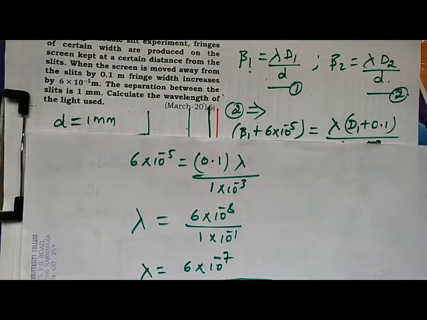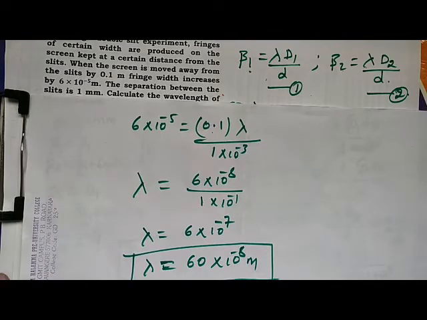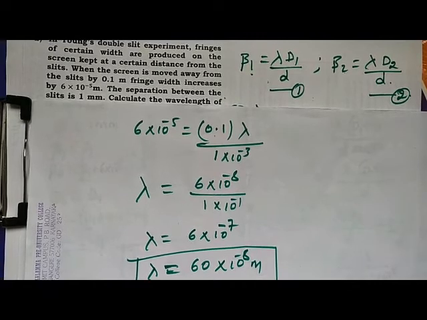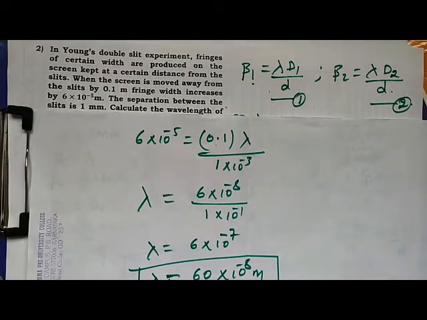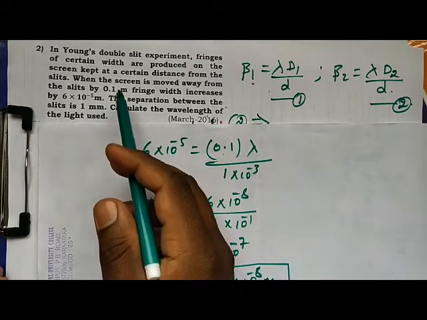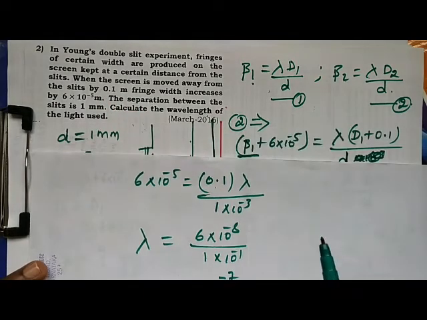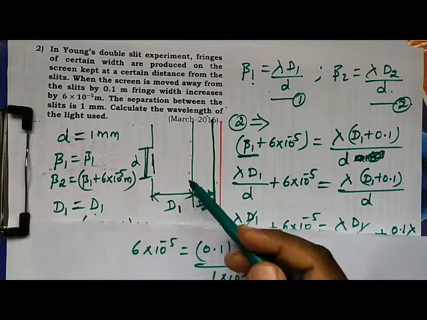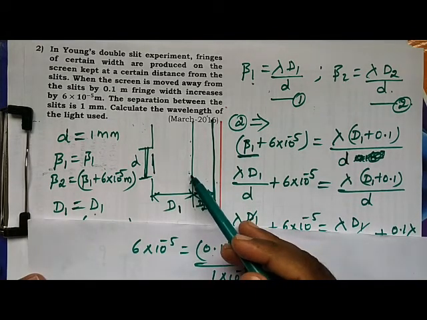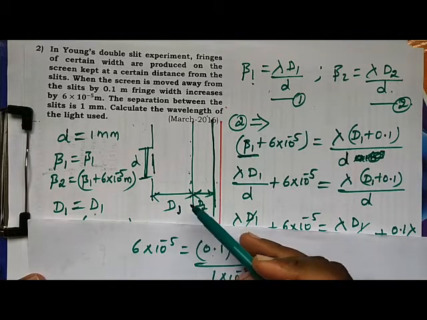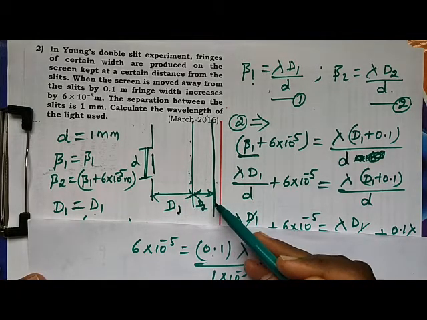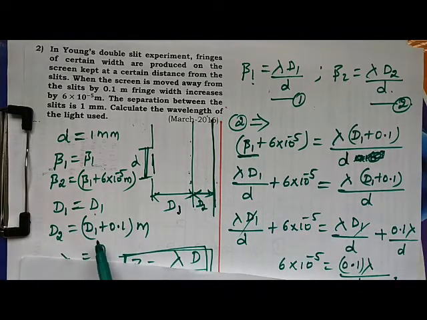This is also a similar version. Yes, my dear students, so once again, listen to me. I will repeat this model. In a Young's double slit experiment, fringes of certain width are produced on the screen, kept at a distance from the slits. When the screen is moved away from the slit, the initial fringe width is not known, the initial distance is also not given, but the change in the distance and the final fringe width are given. So we expressed the final distance in terms of the initial distance, d1 plus 0.1, and final fringe width beta 2 is equal to beta 1 plus 6 into 10 to the power of minus 5 meter.